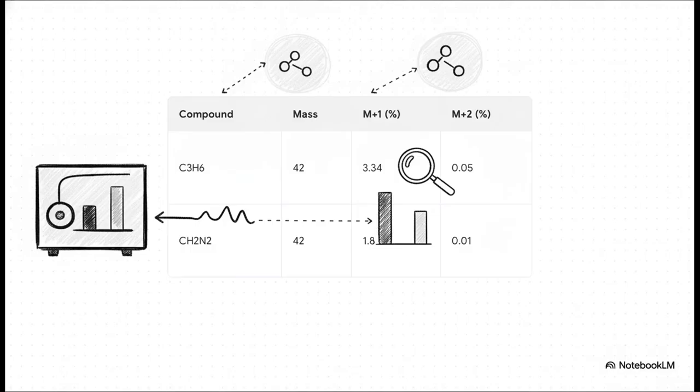Let's look at a really concrete example to see this in action. Propene and diazomethane both have a nominal mass of 42. They're completely indistinguishable on a basic low-resolution scale. But check out their M+1 peaks.